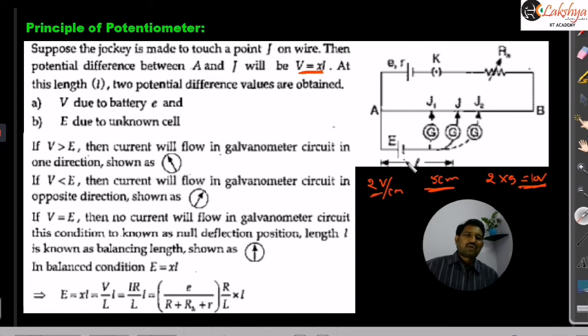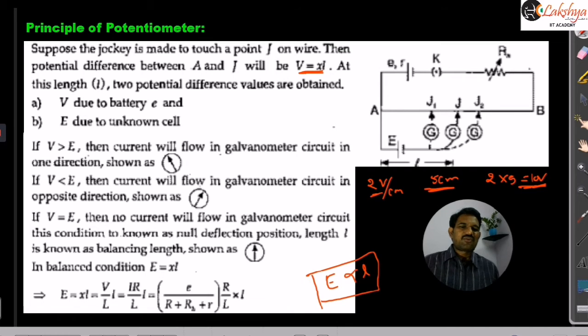Now if you want to measure the EMF of a cell in the secondary circuit, we need to connect the different cells in the secondary circuit. If you change the cell in the secondary circuit, it doesn't affect any value in the primary circuit. So from this we can conclude that, except this L, all the remaining quantities are constants. So the EMF of the cell to be measured is directly proportional to the length here. This is what we call the principle of potentiometer. That means if you take a cell of EMF E, if you get 10 centimeters.